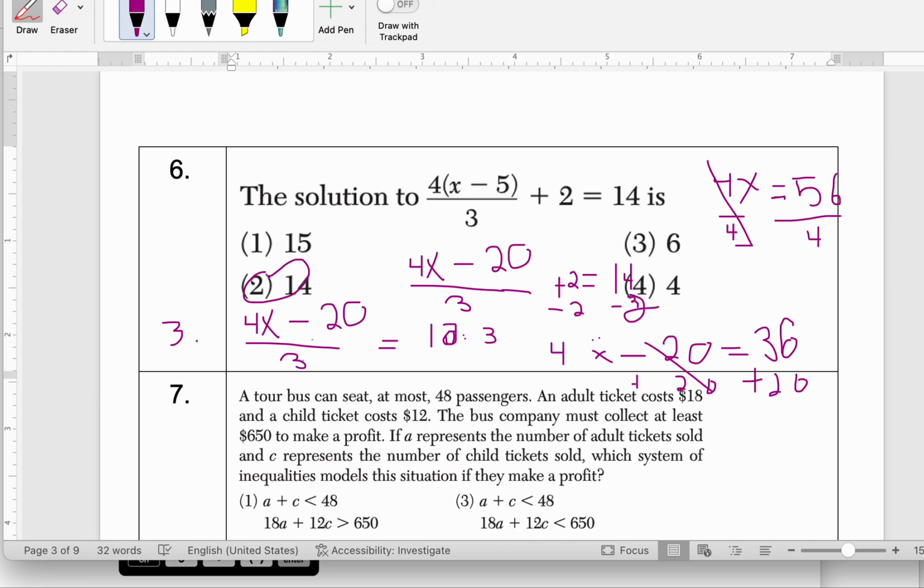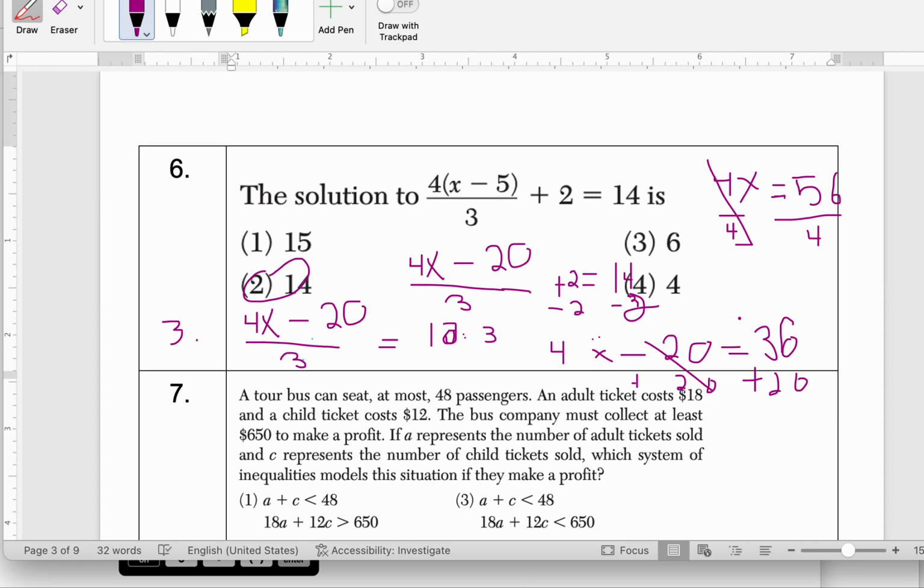Now, if you don't know that, I actually had to think about it. Thinking about 56 divided by 4, it can't be 15. I know it's got to be greater than 10, right? Because 4 times 10 is 40. And it's not 15 because 15 times 4 is 60. So it has to be 14. Or you could do it the long way: 4 times 10 is 40 plus 16, which is 4 times 4. So you would get 56.